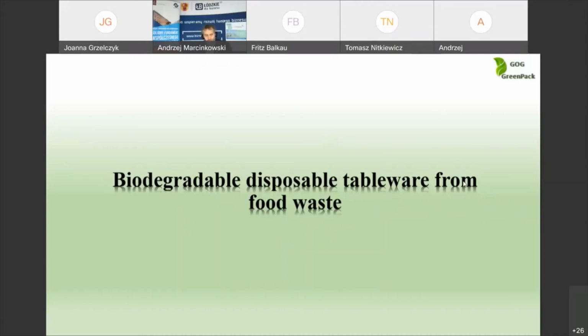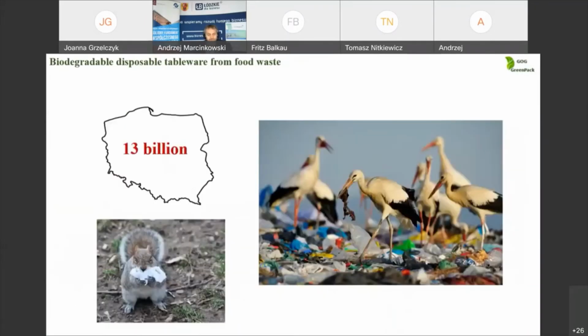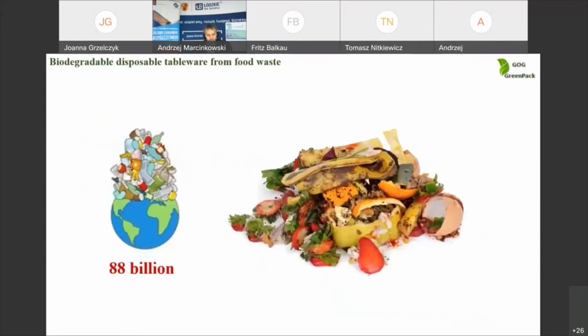At the beginning, I would like you to imagine how much leftover food and various packaging you throw away. This will allow you to illustrate how important our project is for the environment. There are 5.26 trillion pieces of plastic scraps in the oceans, and as much as 13 billion tons of trash in Poland. Thousands of seabirds, sea turtles, seals, and other marine mammals are killed each year after ingesting plastic or getting entangled in it. We are breathing microplastic, eating and drinking plastic-infused water every day. Over 88 billion tons of food waste is generated annually in the world.